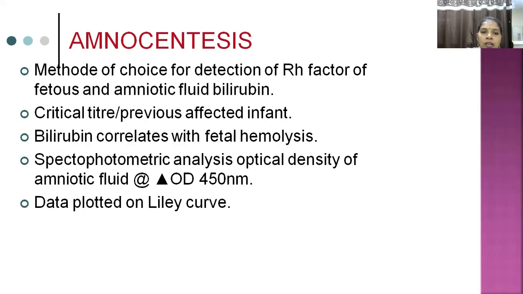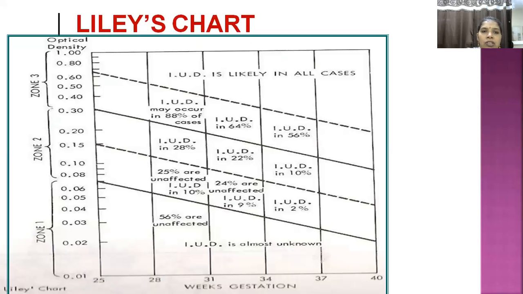Data is plotted on the Liley curve. This is the Liley chart, based on the optical density of the bilirubin level. So we will divide it into zone 1, zone 2, and zone 3. Optical density up to 0.08 comes under zone 1. 0.08 to 0.4 comes under zone 2, and the zone above that is zone 3.